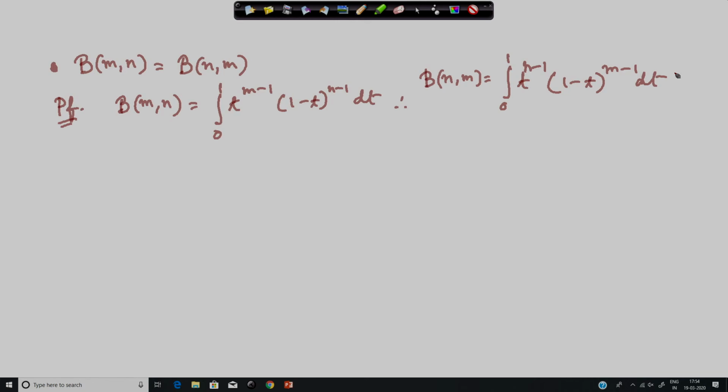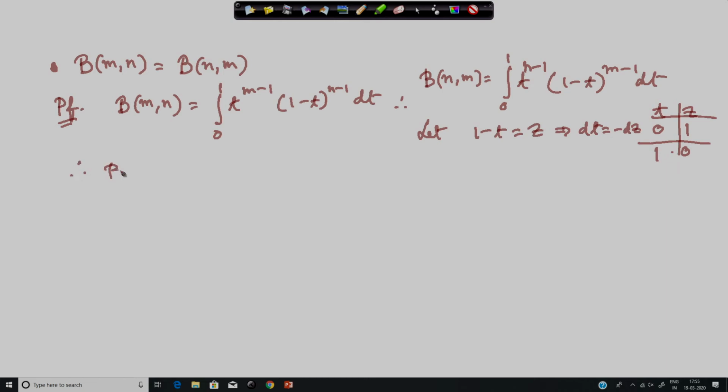In all problems related to beta and gamma functions, you need to apply a proper substitution. So here, what substitution shall we apply? Let us take 1 minus t equal to z. This implies minus dt is dz, so dt is minus dz. And then what about the limits? When t equals 0, z equals 1, and when t equals 1, z equals 0.